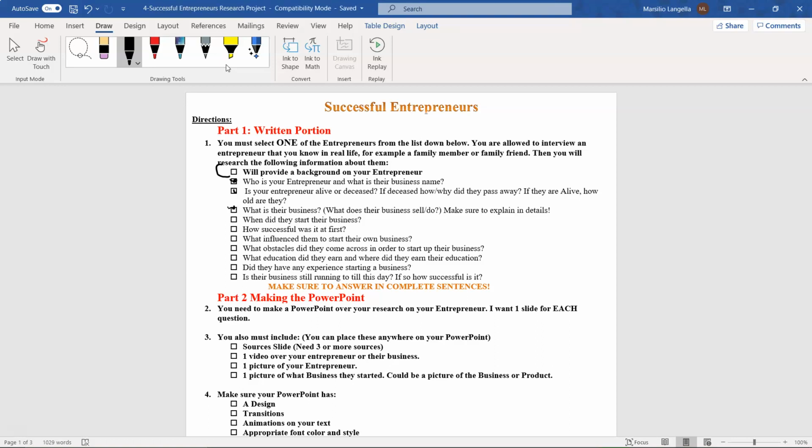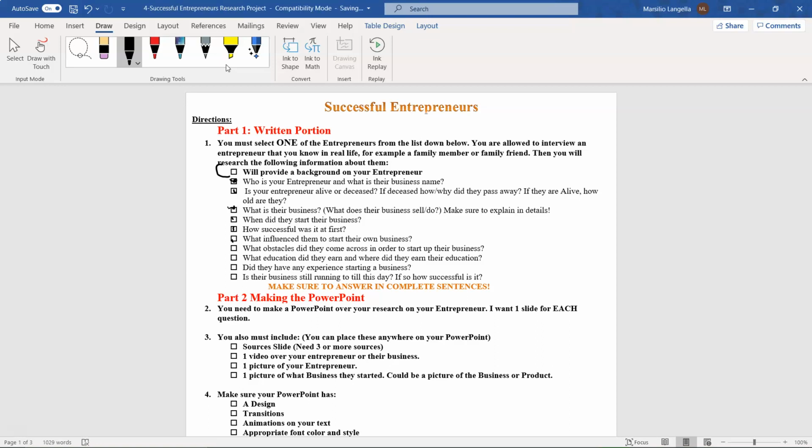It would be nice to really throw in how well they are doing. Obviously, they're a famous entrepreneur. That means they're doing well. But let's just say they're doing well recently. Why are they doing well recently? When did they start their business? That's a big one. How successful was it at first? Especially talk about the beginnings and how it transitioned.